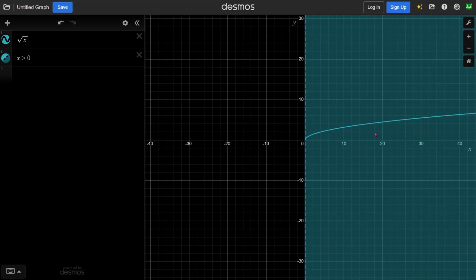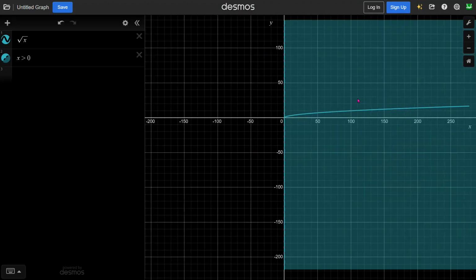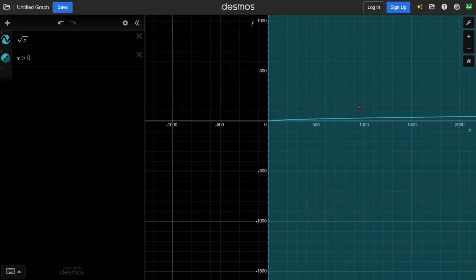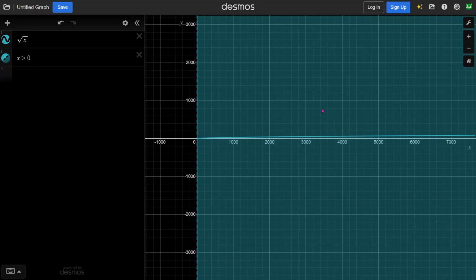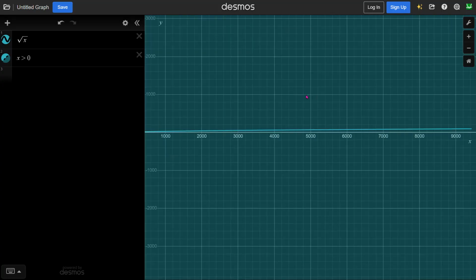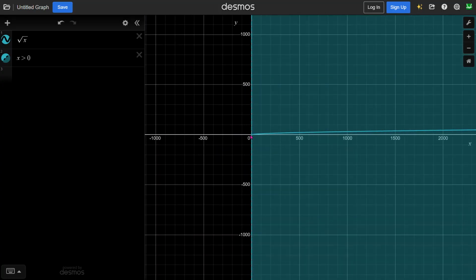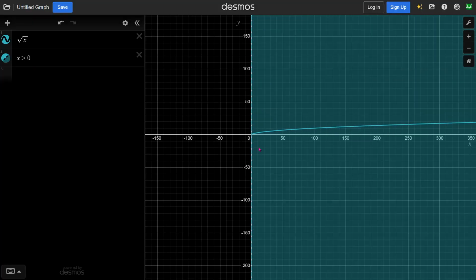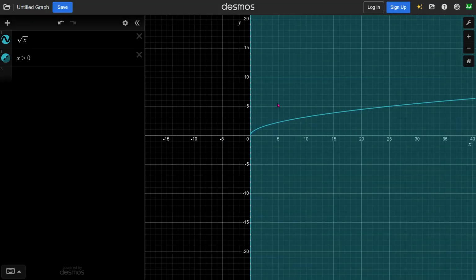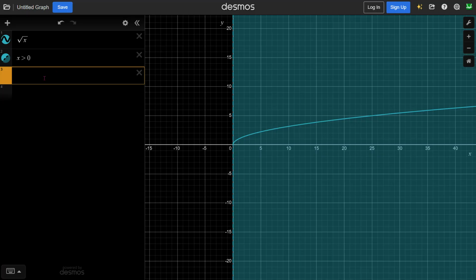Because if we zoom out, keep on zooming out, we see that the function never ends and it doesn't have any kind of singularities. So let's zoom in back. That's the domain. What is the range, however?